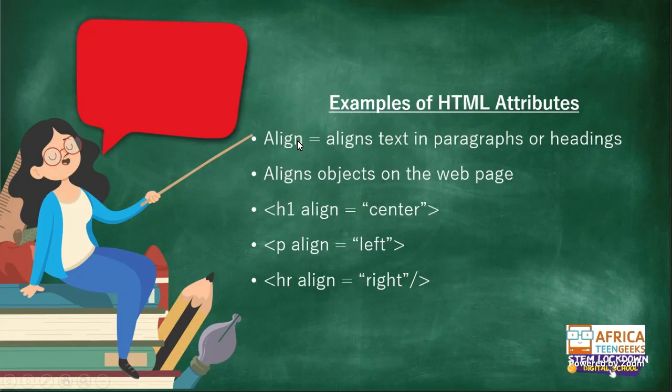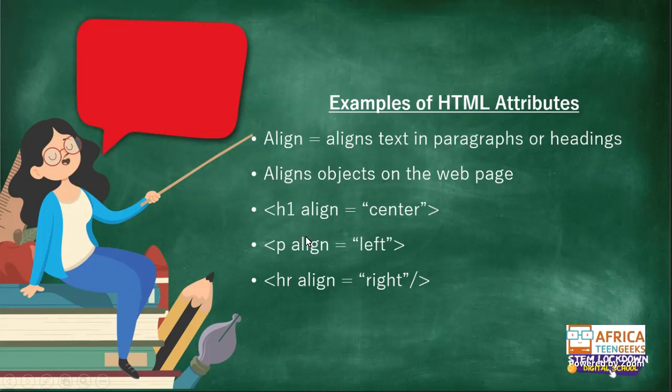Examples of the HTML attributes: the first one is align. Align is when we align text or paragraphs in a heading. What it does is align specific objects on the web page. An example of what an align attribute looks like is this one over here. You'll notice that you have H1, H1 being our tag, and our attribute found within the tag. This is the name of our attribute, and our attribute is equal to the value of center. Essentially, this is going to align our heading 1 to the center.